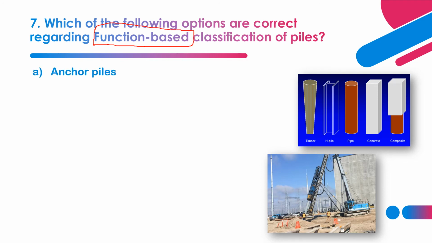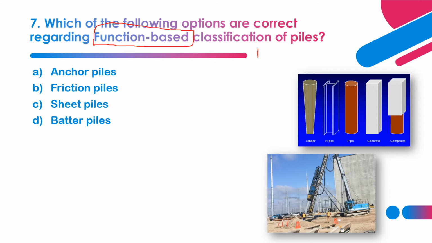Option A, anchor piles. Option B, friction piles. Option C, sheath piles. Option D, batter piles. So what are the options? In this question, this type is an MSQ type. More than one option can be correct. So which among these four options are correct regarding function-based classification of piles? Your time starts now. Just think about the correct options.